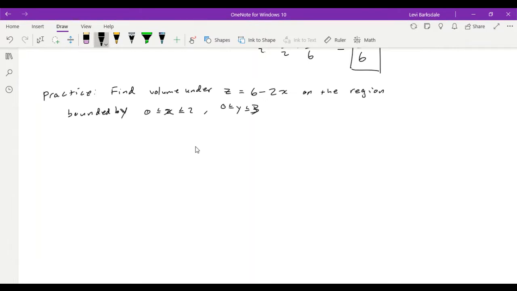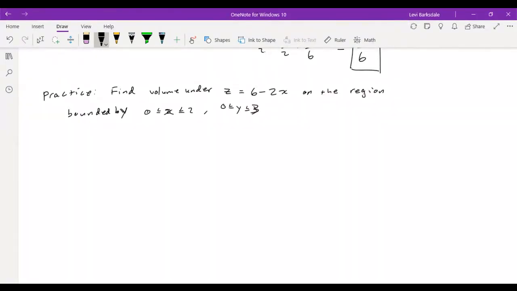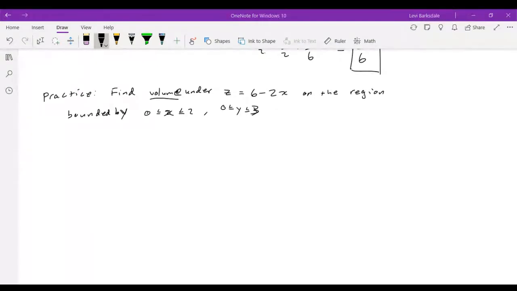And really, the hardest part of this problem is just setting up your integral. It's just a fairly straightforward word problem, though. But the key thing is just recognizing the fact that volume means double integral. I'll give you a minute or two to work this out.